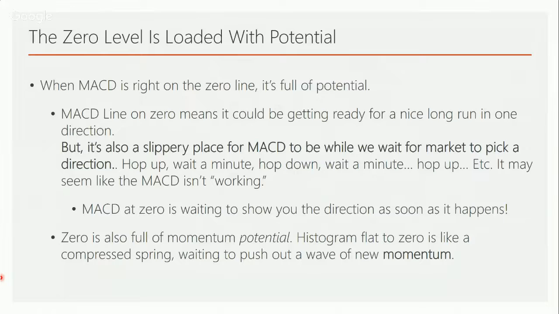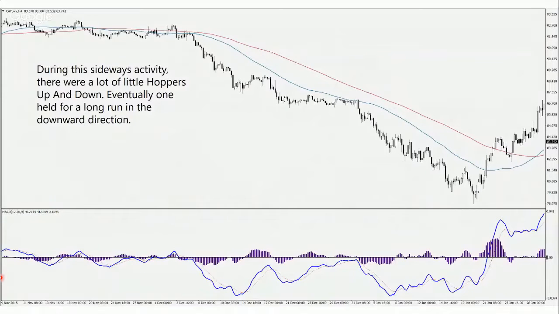When histogram bars are flat to zero, it's like a compressed spring, just waiting to be released so that it can push out with a new wave of momentum. So that might be a new thought for you to think about. The MACD shows you its fullest potential when the lines are flat back to zero, and even in the midst of a downtrending pattern, when the MACD comes back to zero, that's when it's ready to roll out the next leg of the trend. So as the trend progresses, it might go sideways for a while, it might go into a deeper retracement, and then when it's ready to make the next leg of the trend, the MACD carries on.